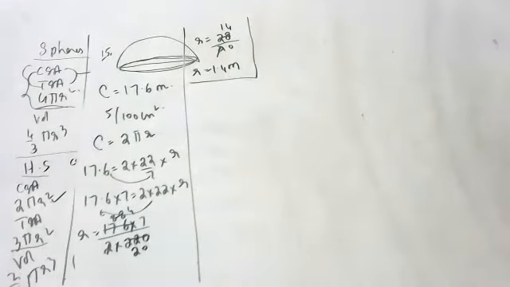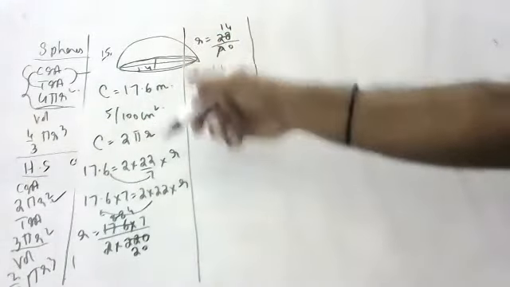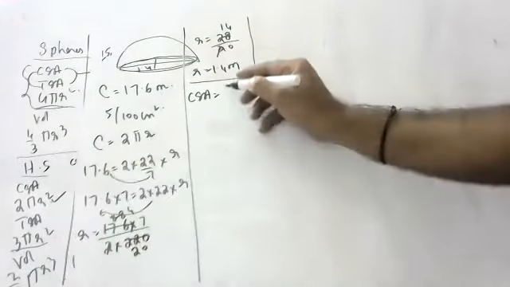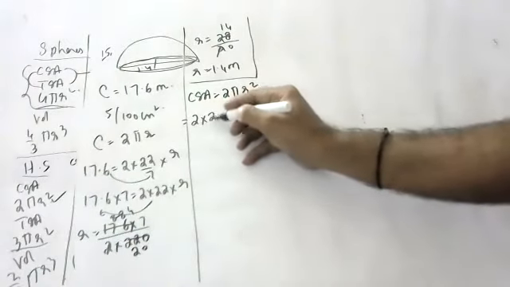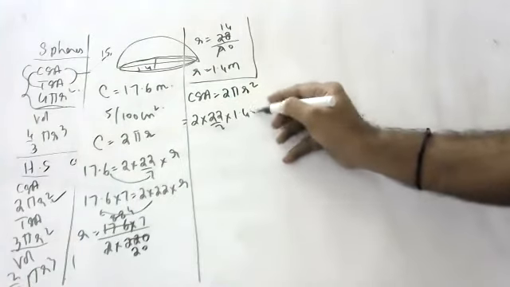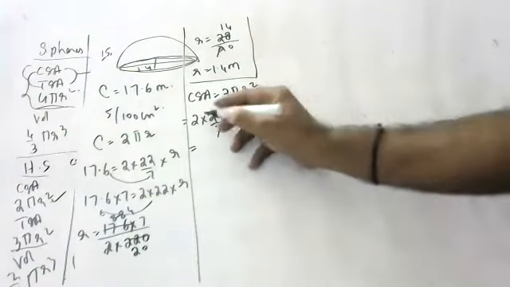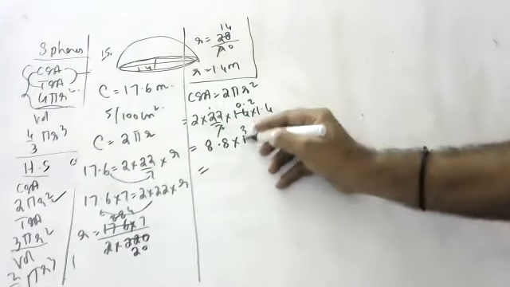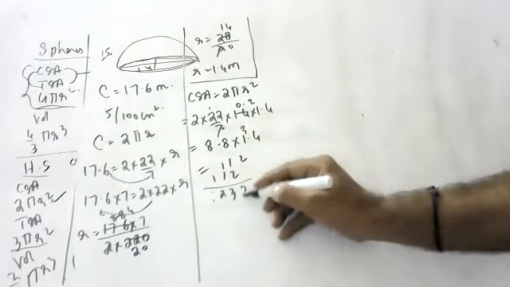If the radius is 1.4 meters, tell me the CSA. What is the CSA of a hemisphere? The CSA of a hemisphere is 2 pi r square. So 2 into 22 by 7 into 1.4 into 1.4. Calculating gives 12.32 meters square.